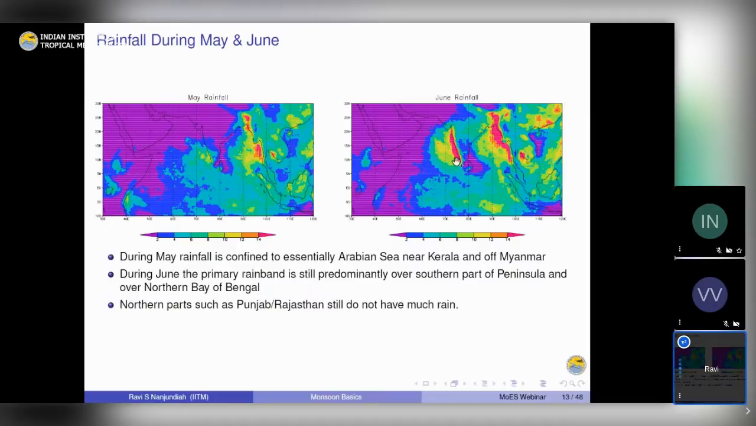Now, if we move to June, when onset has occurred over at least large parts of the country, you can see that the primary rain band is next to the western coast. That is the Western Ghat rainfall, which is the orographic rainfall. The winds coming from the Arabian Sea, which are moist winds, hit the Western Ghats and try to rise up. And in the process, all the moisture comes out and we get a lot of rain on the Western Ghats. And a similar thing occurs on the Myanmar coast.